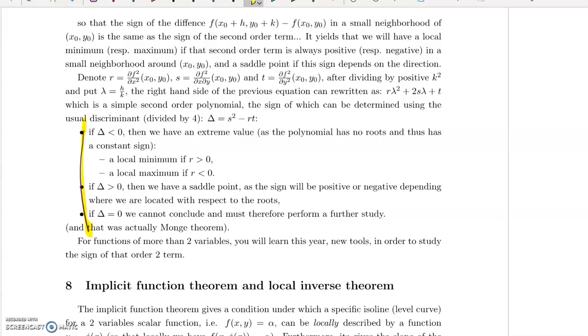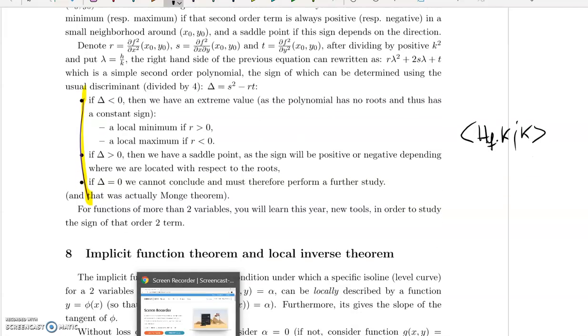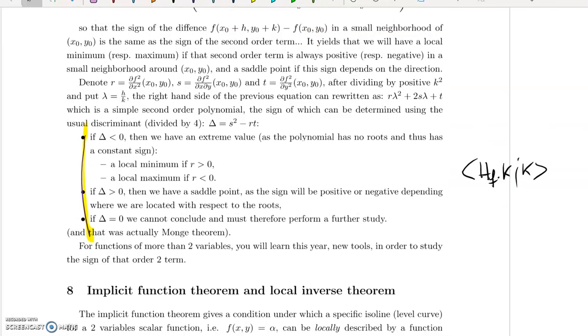And when we've got more than two variables, it will be something very similar. We will still have to study the sign of the order two terms, like the one with the Hessian matrix, Hf, times the increase, which we had denoted k, multiplied with k. So we have to study the sign of this thing, right?